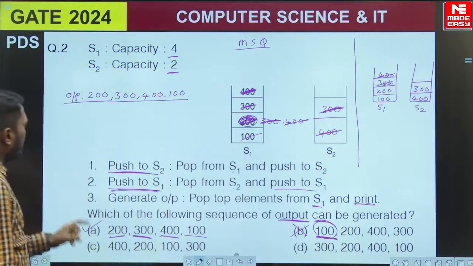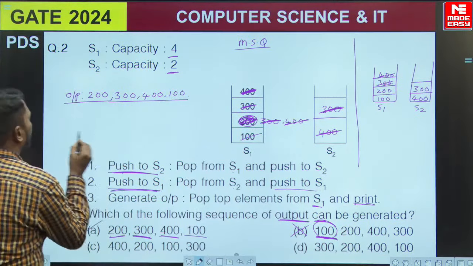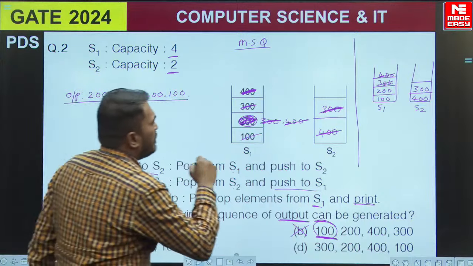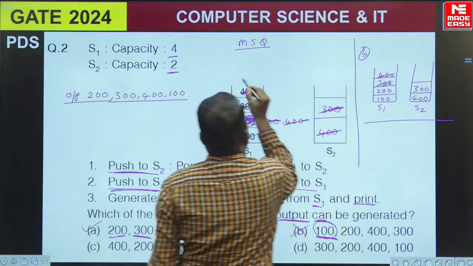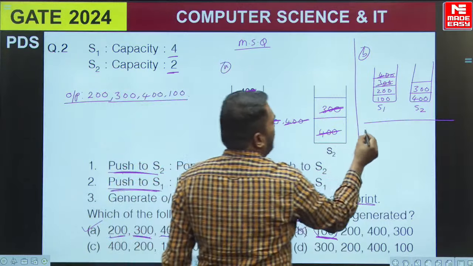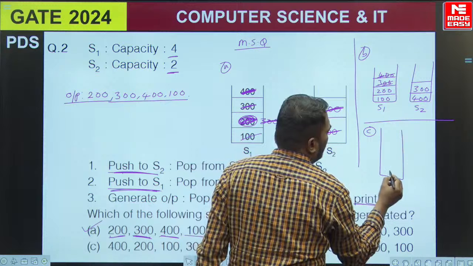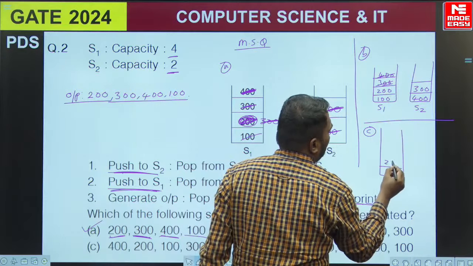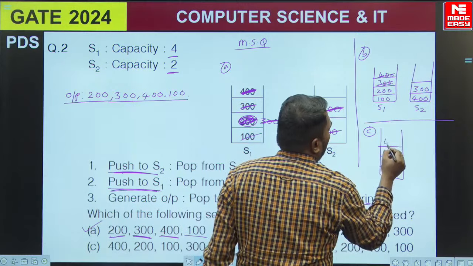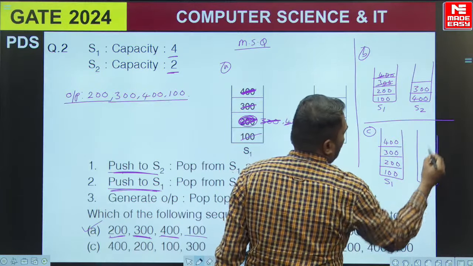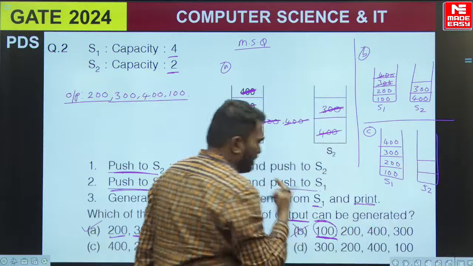Now come to option C here. Option C is saying first 400 you want. Let's try this one here, option C. So I'll write it here. This is your option B and this is your option A. Now option C is possible or not possible, just check it out. So very basic question only, right? 100 and 200 and 300, 400. So S2 size is what? 2 and there is no element in S2, correct?